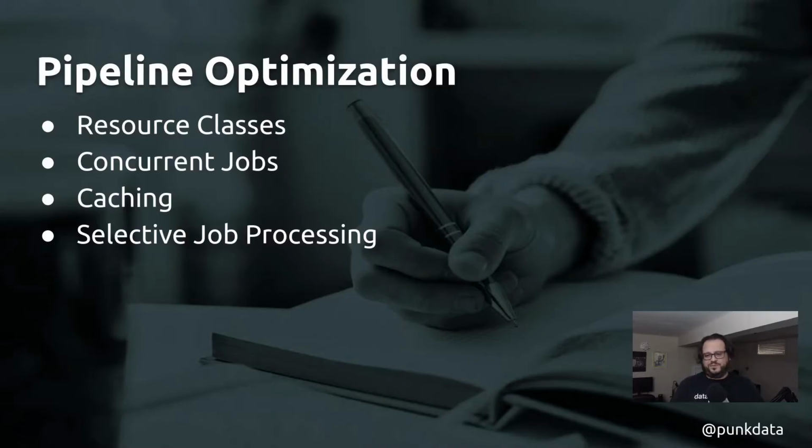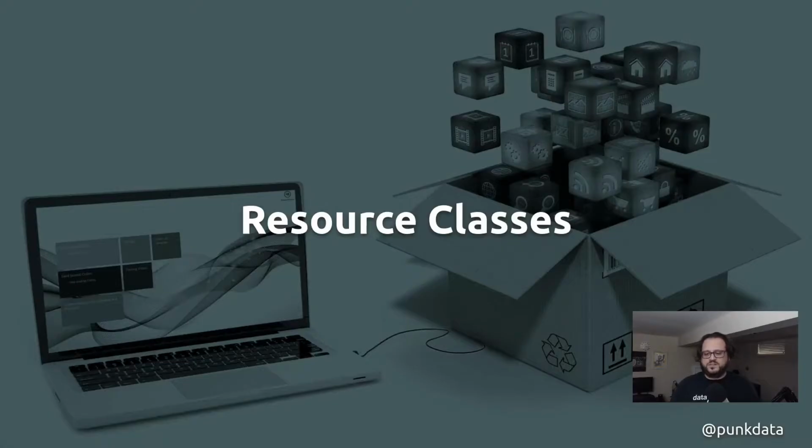So here's basically a quick overview of the topics I'm going to touch on regarding pipeline optimization. I'm going to discuss resource classes, concurrent jobs, caching, and selective job processing, which is basically some strategies on how to look at your workflows and then decide how you're going to execute those within your pipeline. Let's start first off with resource classes.